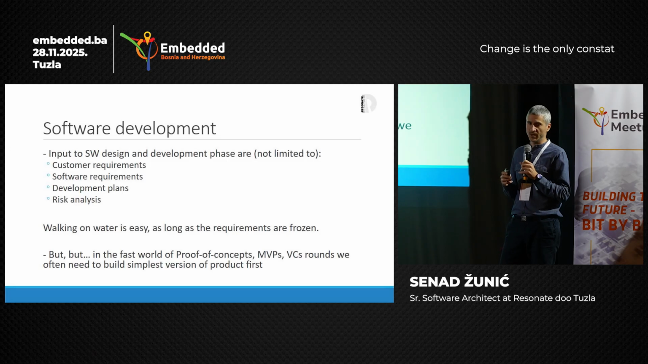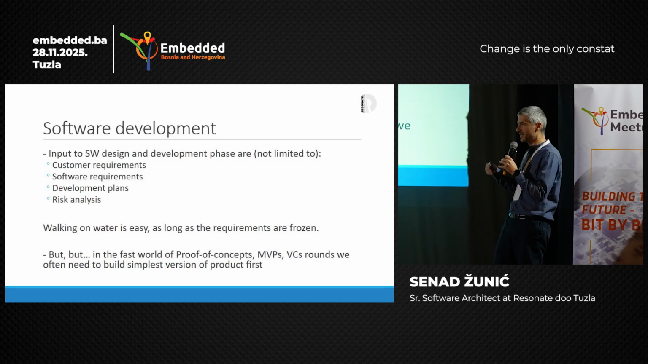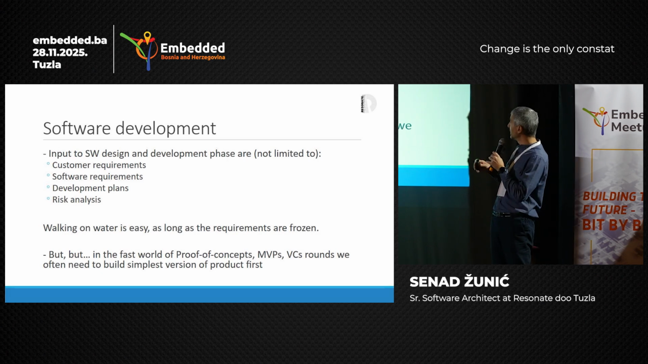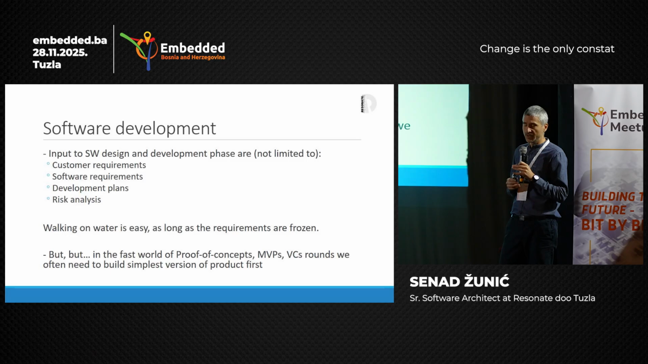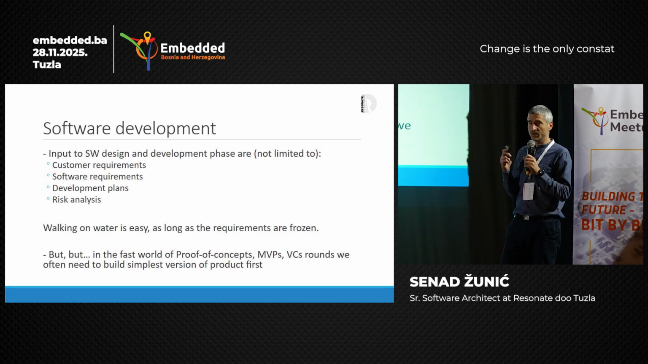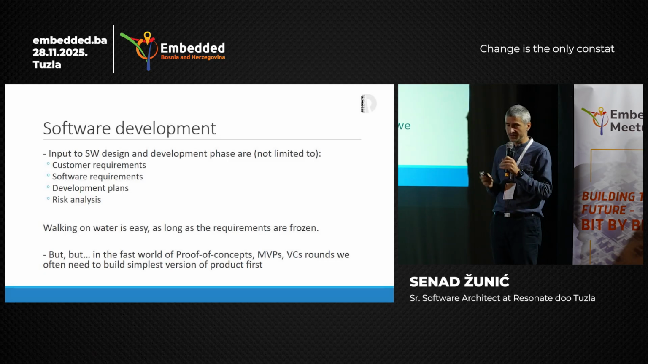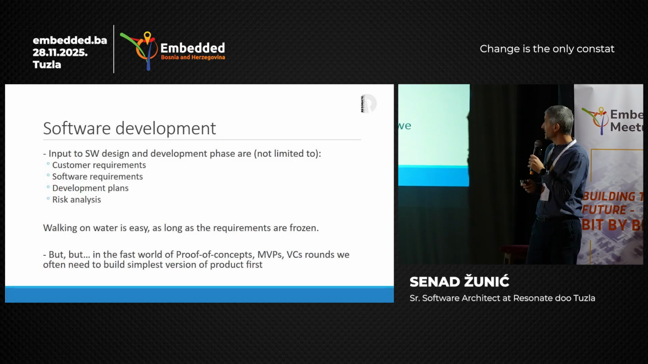So when we want to initialize our software design and development work, in an ideal scenario, we'll have already finalized customer requirements that are coming from the customer, and software requirements that some engineering team already worked through totally. That's all you need to do. You have a finalized development plan, which says who is doing what, who is your manager, and the risk analysis as well, very important. We talked about it last time. Ideally, everything is written in stone before you start development. There's a proverb that says, walking on water is easy as long as the requirements are frozen. Perfect scenario, perfect world doesn't exist.